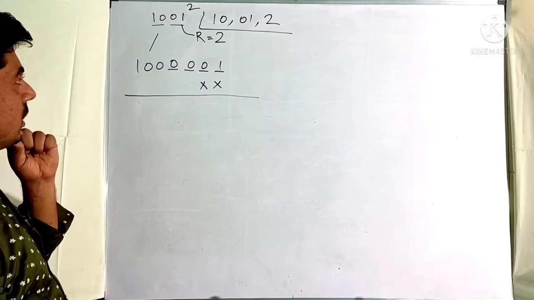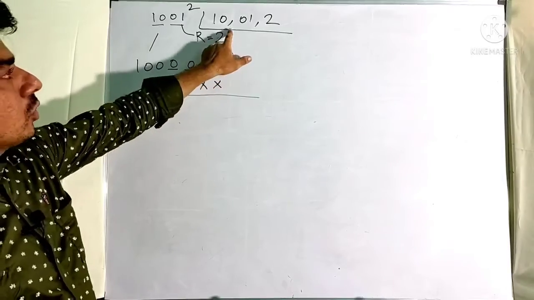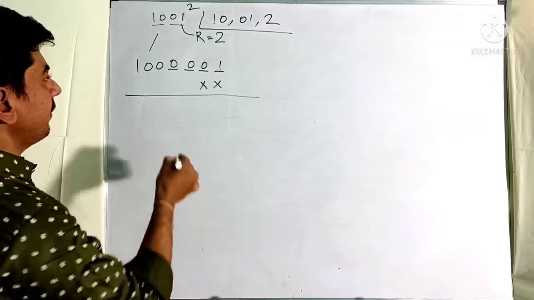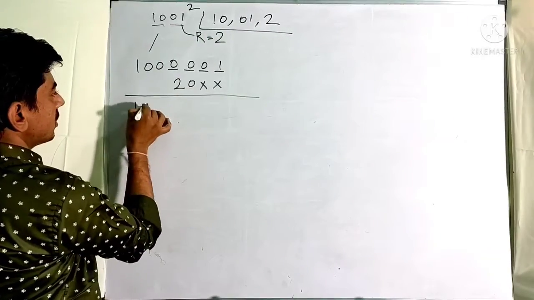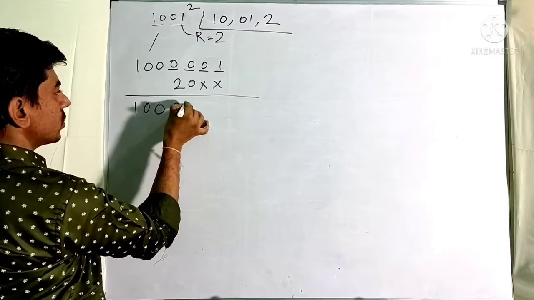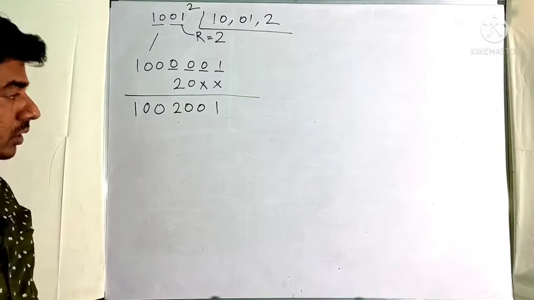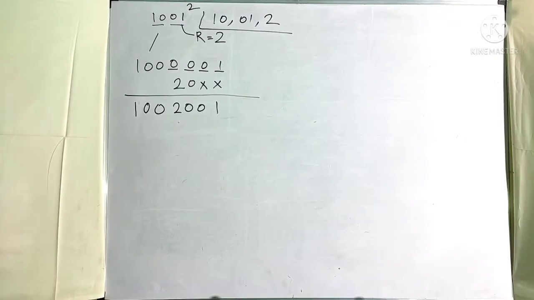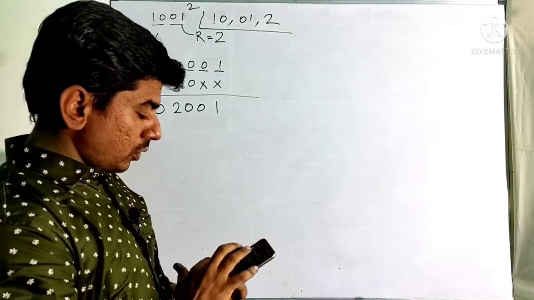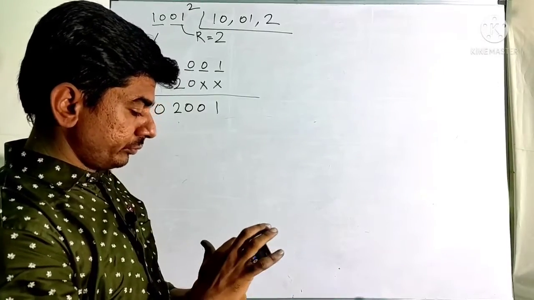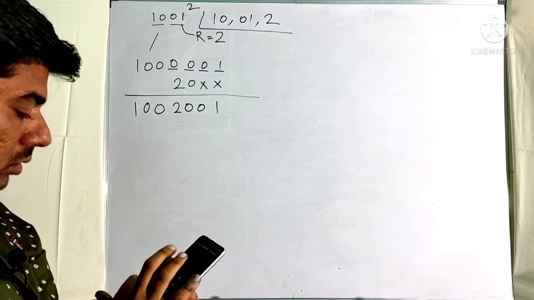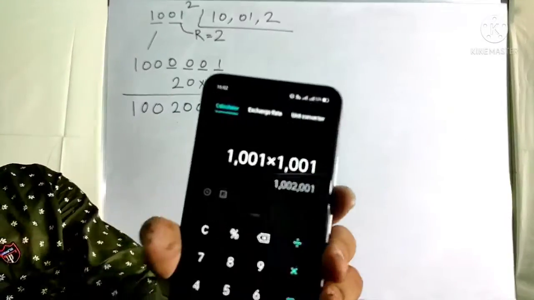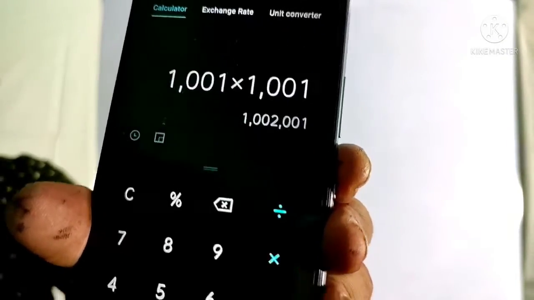3 zeros. Then here we are going to take the product of the parts. 10 into 1 will be 10 and 10 to the 20. The answer will be 100, 200, again 1. Let us check. 1001 into 1001. See, the answer is same, 100, 200, 1.